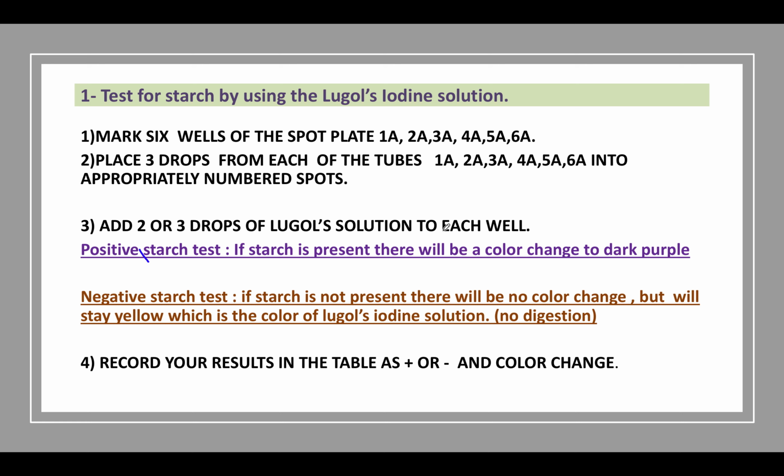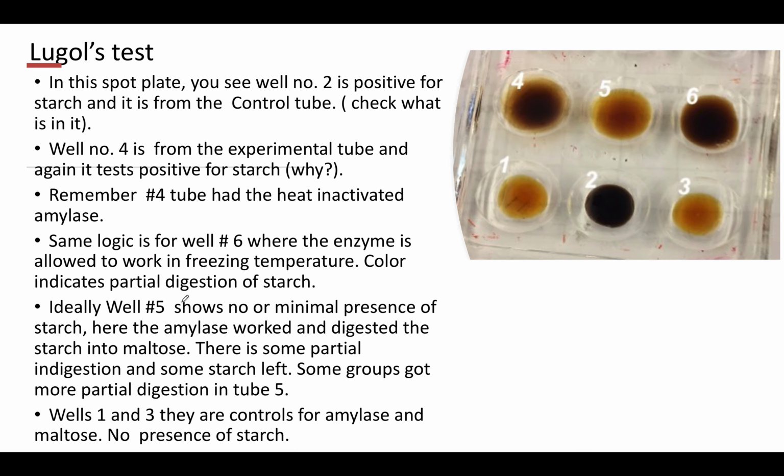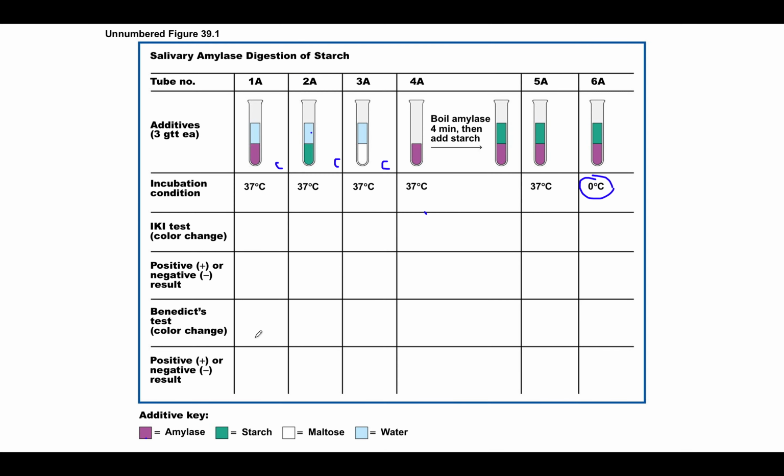Okay, so positive test, starch is present. Negative test: when is the starch negative? Starch is negative either if we didn't add any starch in the control, or in the test tube it's negative if the starch has been digested into maltose in the presence of amylase. So then, according to the results, we put our results in this table.